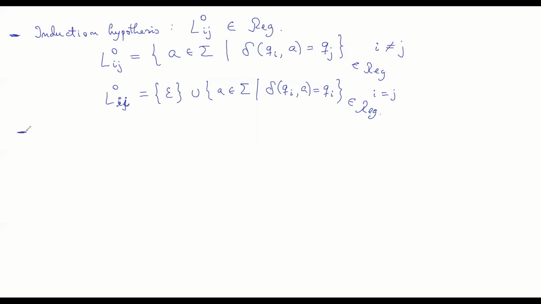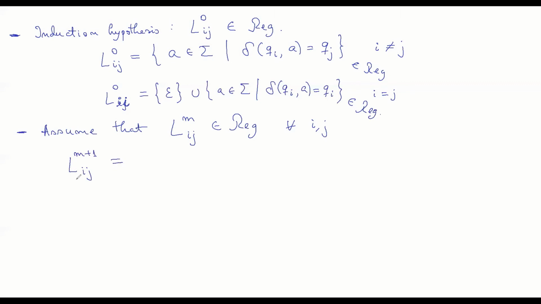And now I'm assuming that this language, or all these languages, are regular for all i and j, so for all the states Qi, Qj from Q. And I'm going to reason now about Lij m plus 1.